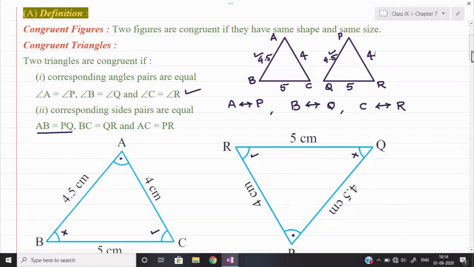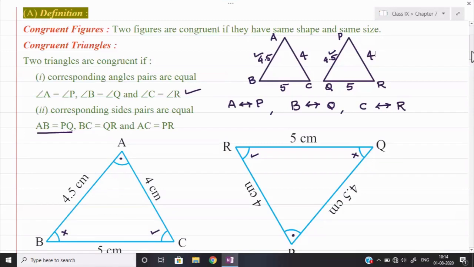For example, in one of the questions they say prove that 2 triangles are congruent. Some given information is there, but that given is not enough to prove that all these 6 things are equal. 6 things means the 3 angles and 3 sides. So that is not sufficient for us. In that case, what shall we do? In that case, we take the help of a congruency theorem.